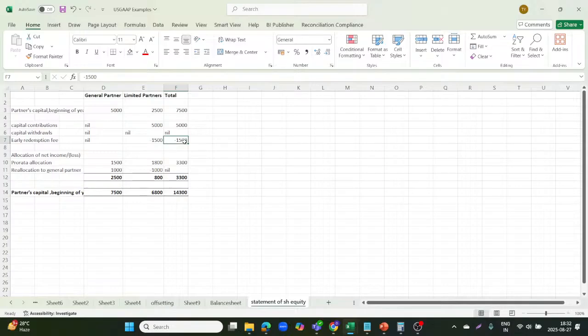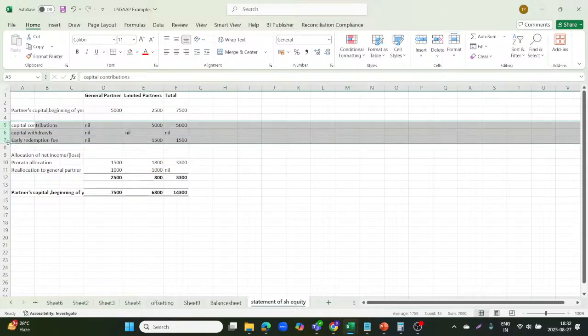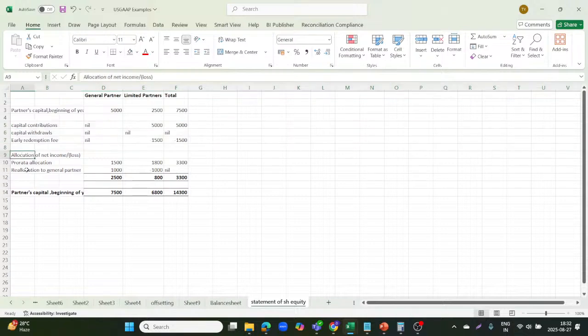And capital contributions, capital withdrawals, and early redemption fee, they all contribute to my capital activity portion. So these all are my capital activity portions. And P&L contributions, this is your allocation of net income, that is your P&L contribution. Pro rata allocation is there, that is on the basis of pro rata this net profit is getting allocated, that is 3,300 profit is getting allocated, 1,500 is allocated to the general partner, and 1,800 is allocated to the limited partners on the pro rata basis.